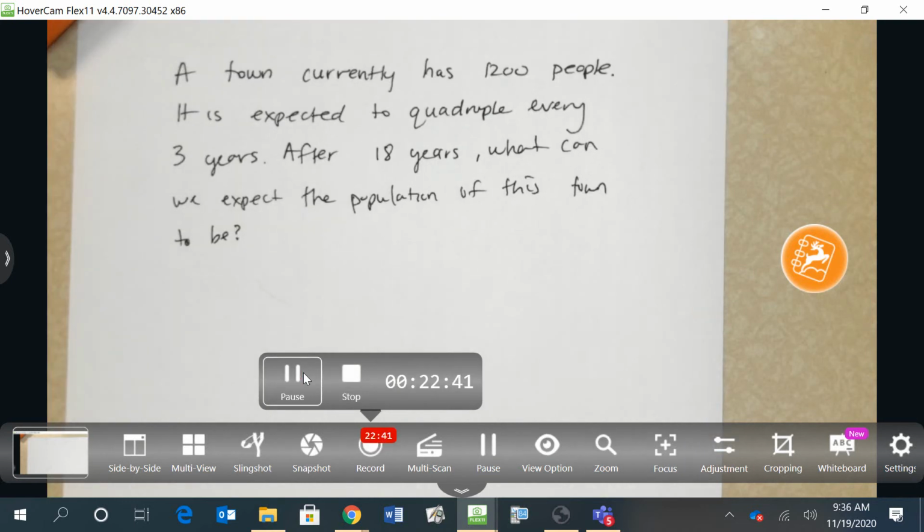Okay, a town currently has 1,200 people living in it. It is expected to quadruple every 3 years. After 18 years, what can we expect? What can we expect the size of this town to be?